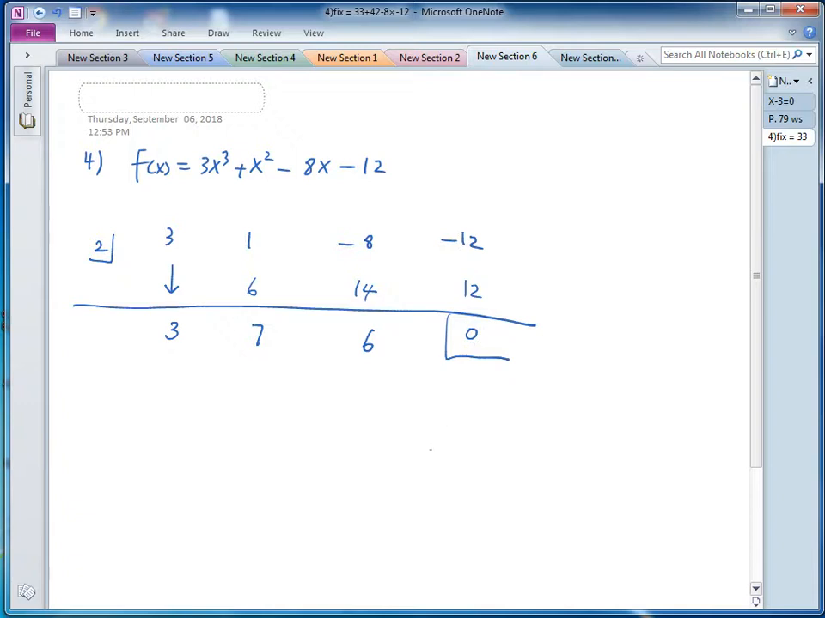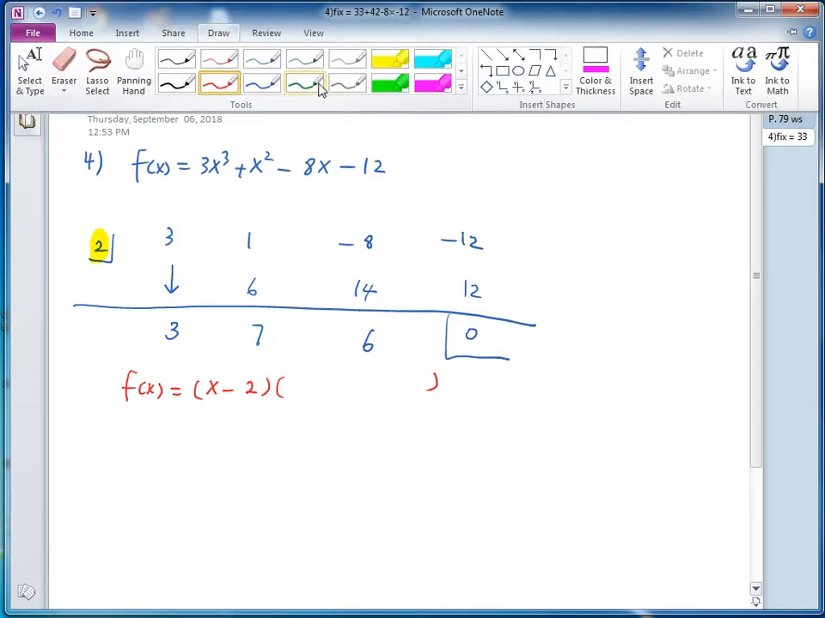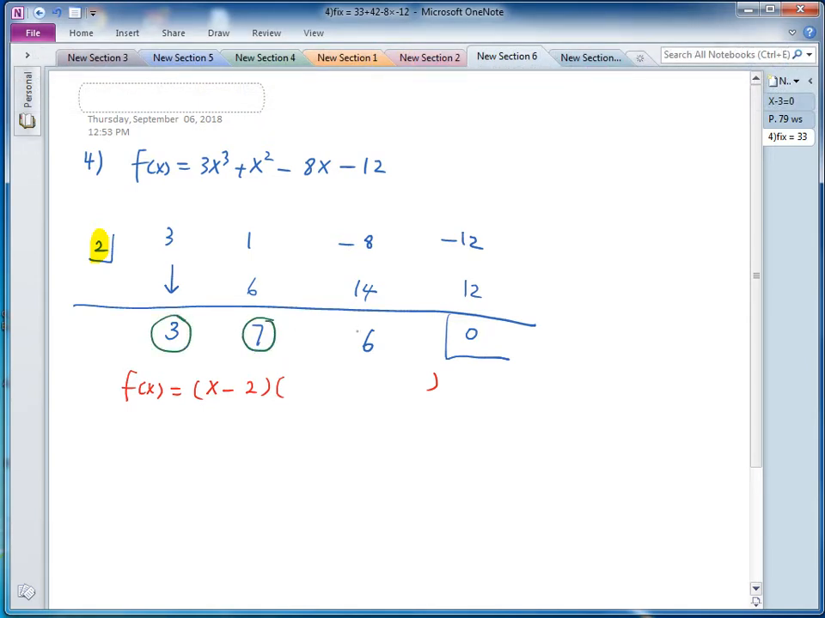You got a factor, right? So this is going to be my 0 or root or solution. So let's write a factor. So f of x can be written as, when you rewrite this as a factor, how do we write? X minus 2, right? And then from this, you need to write down the quadratic factor. Give me the quadratic factor. 3x squared plus 7x plus 6.